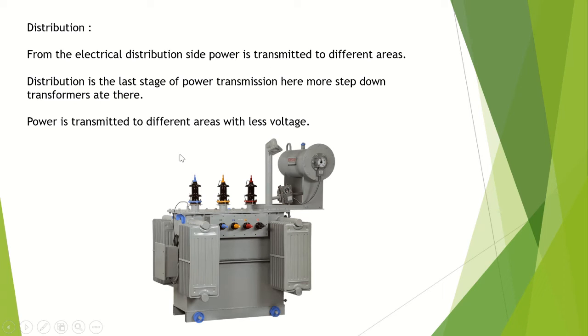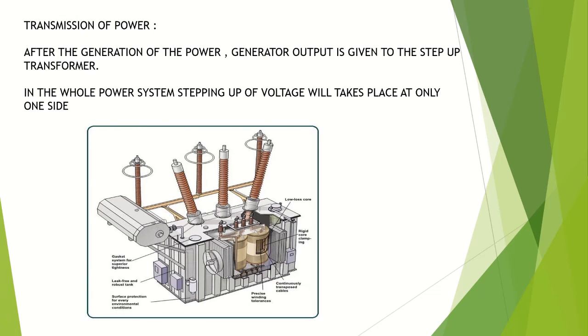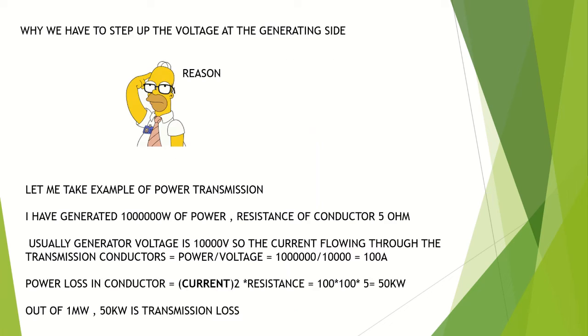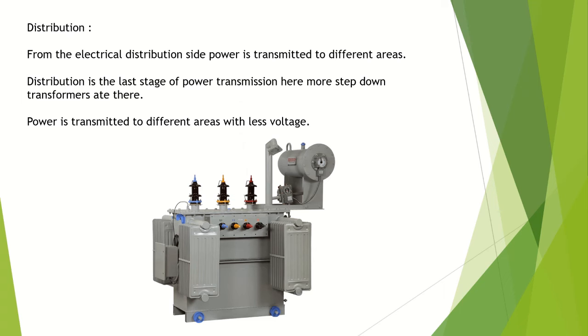So after the transmission, distribution is there. On the distribution side, a distribution transformer is there. This transformer and this transformer are different. This is a power transformer. Remember, the rating of the power transformer is very high, and the transformer size is huge. This is a distribution transformer. With this distribution transformer, we step down the voltage, nearly to 11 kV.